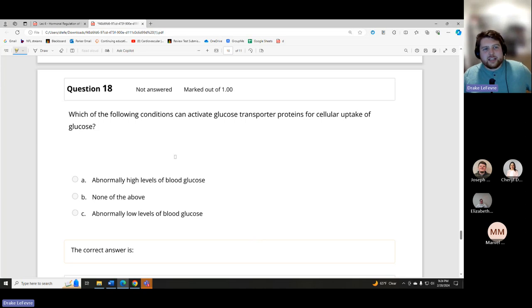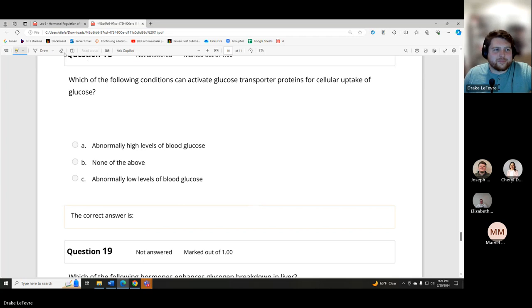Which of the following conditions can activate glucose transporter proteins for cellular uptake of glucose? Abnormally high levels of blood glucose, none of the above, abnormally low levels of blood glucose.